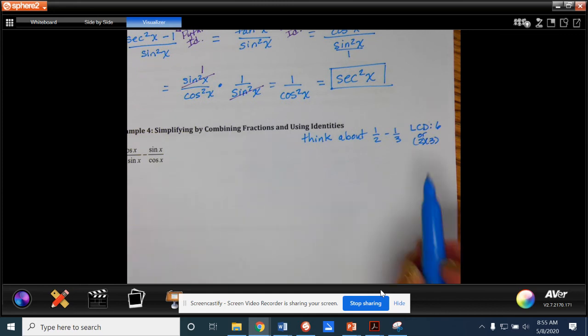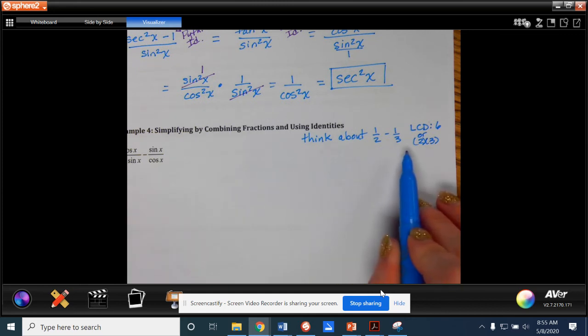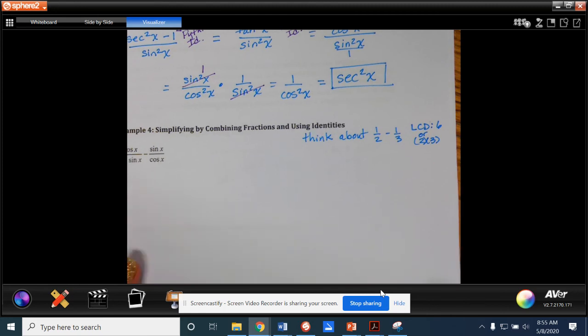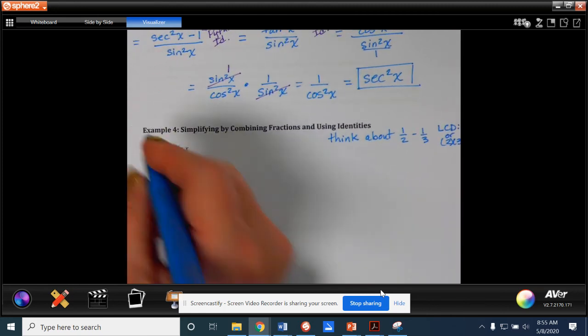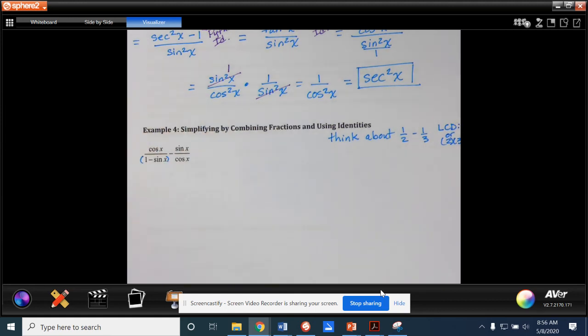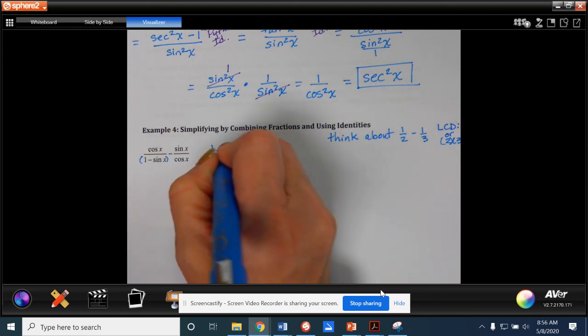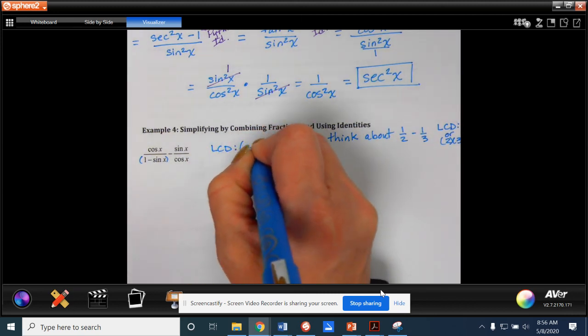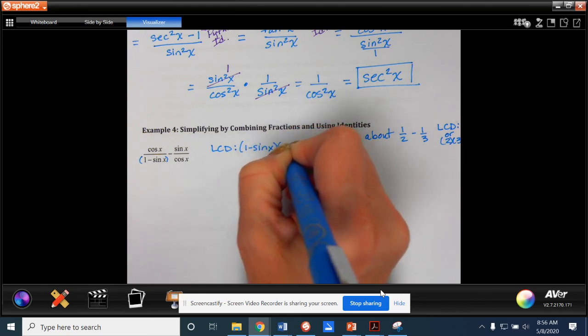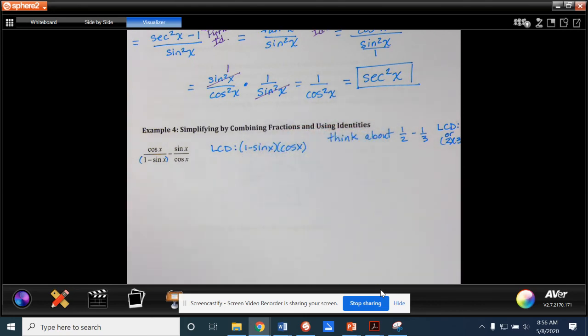Well, think about it in simplified form before you go to the trig. Well, this is a binomial. It's really handcuffed. I can't separate that yet. I have two independent things: 1 minus sine x and cosine x. There's nothing in common, so I know that my LCD is going to be 1 minus sine x times cosine x. Not bad. Okay. That means on the left-hand side, I'm going to be multiplying by cosine x, and on the right-hand fraction, it's going to be 1 minus sine x.